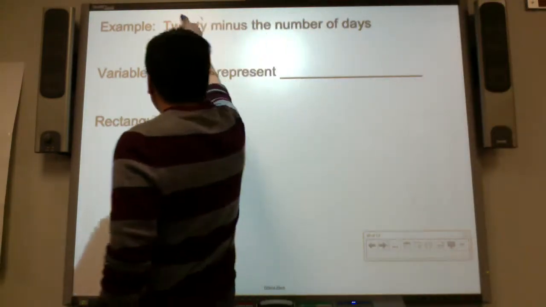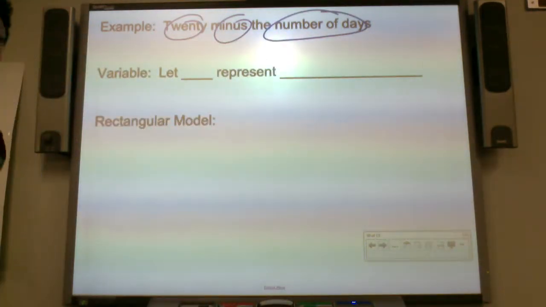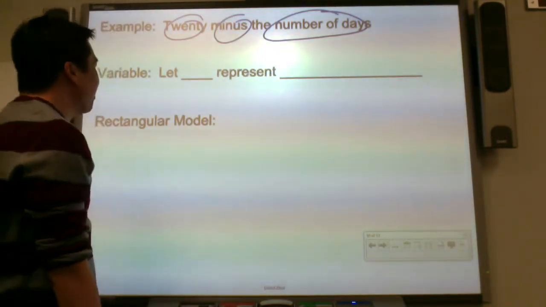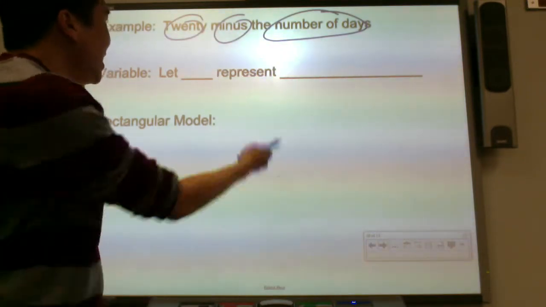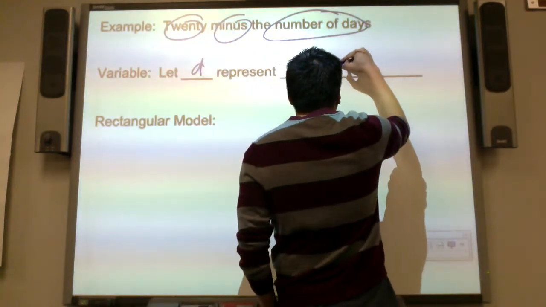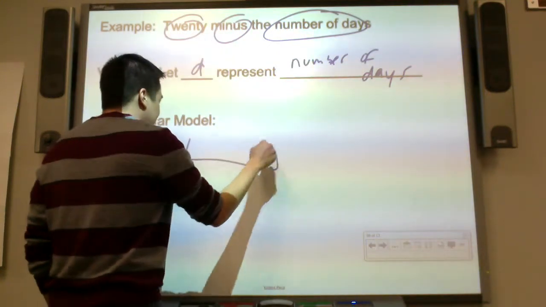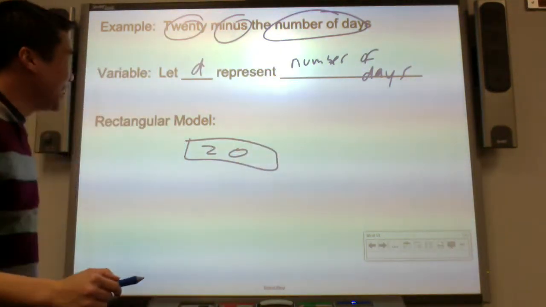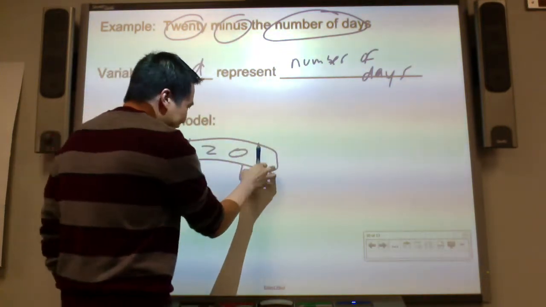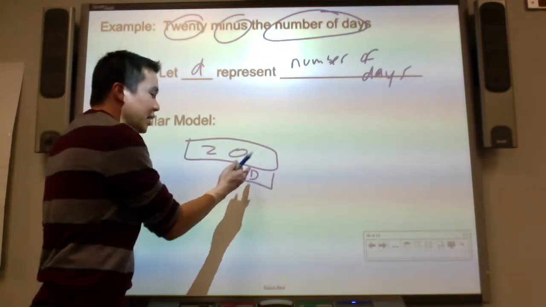Next one: 20 minus the number of days. Circle keywords. What operation are they telling us to do? Minus. What is the unknown? We need to find the variable. They didn't tell us how many days there are, so let D represent the number of days. So you have 20 minus the number of days. You have 20, you're taking away the number of days. Could be 1 day, 2 days, 3 days, could be 19 days.